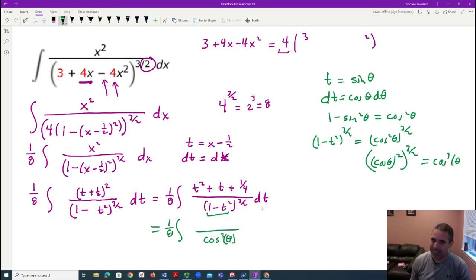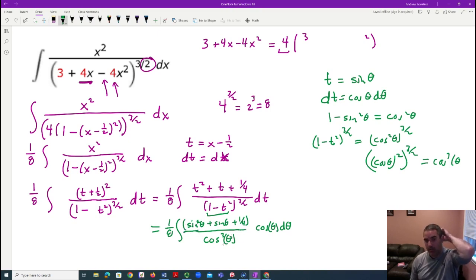The dt is going to be cosine of theta d theta. And then the bad part, as I said, is the numerator. The numerator is kind of a test of your resilience here, but this is going to be this squared plus sine of theta plus a fourth. Oh, darn. That's why I say it's kind of multiple problems in one.